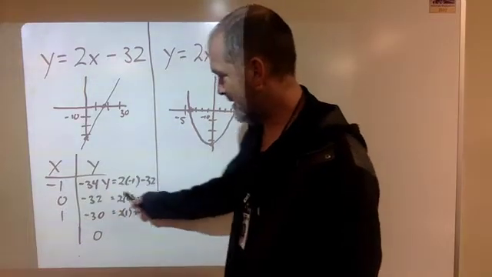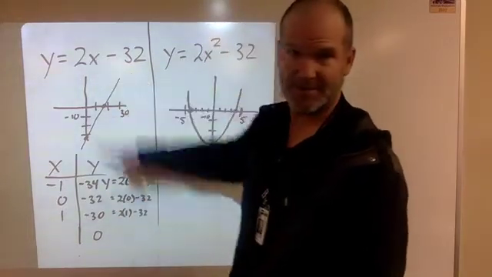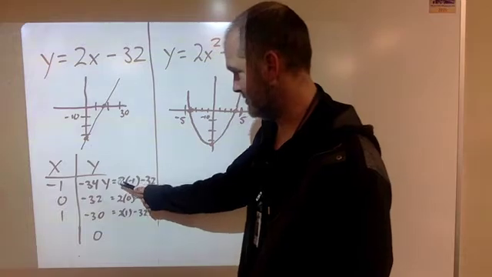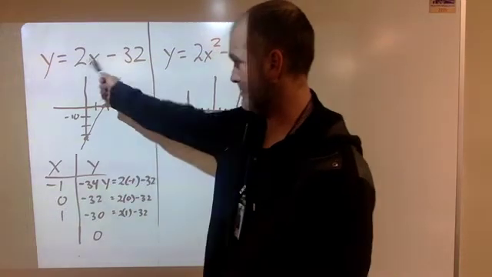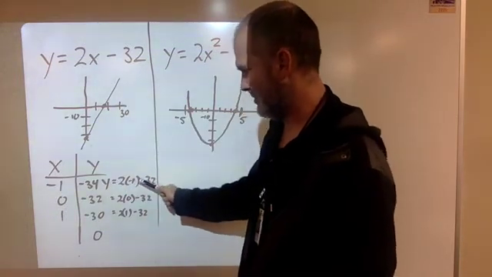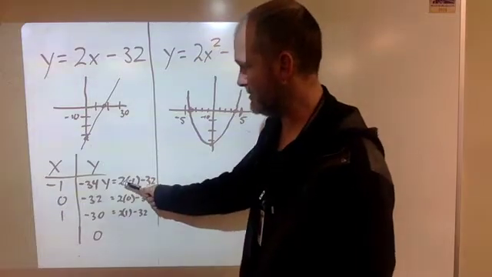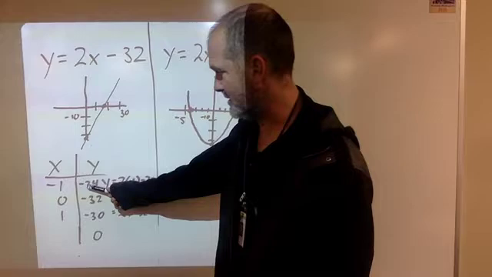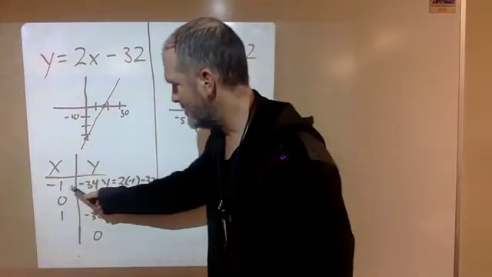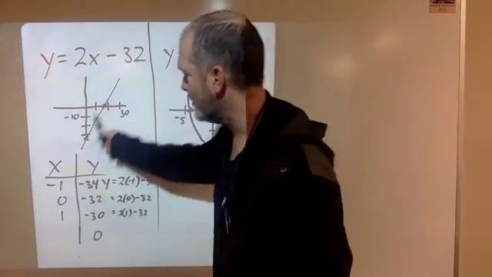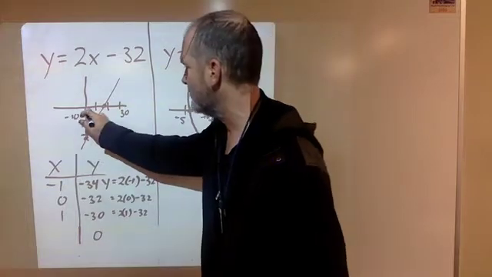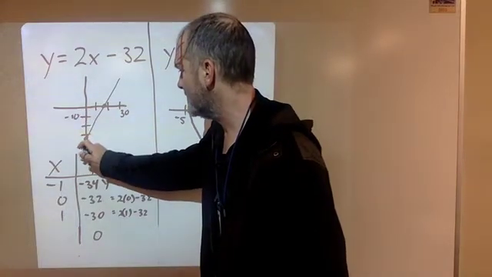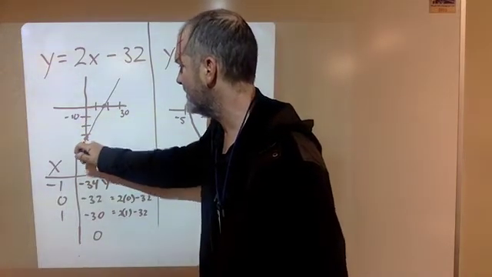I plugged in a negative 1 for x into this equation. So instead of 2 times x minus 32, it's 2 times negative 1 minus 32. And 2 times negative 1 is negative 2. Negative 2 minus 32 is negative 34. So negative 1, negative 34 is a point on this line. You would come over one space and go down to negative 34. It'd be right about there.